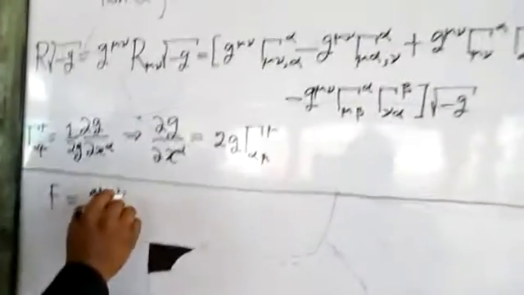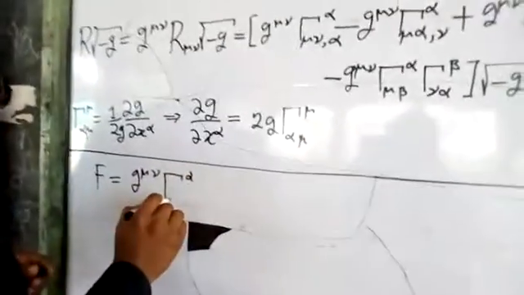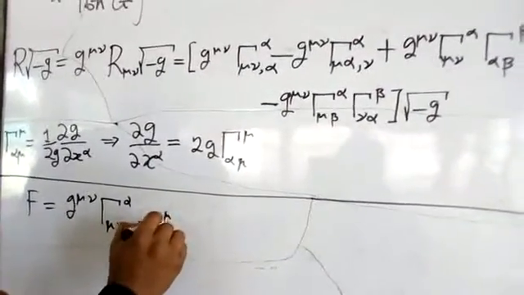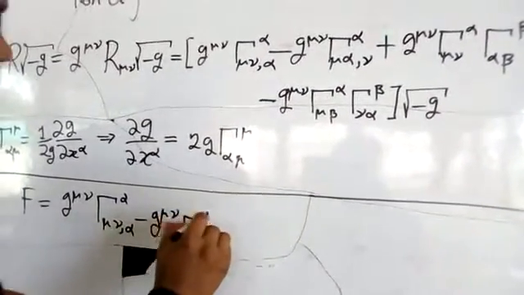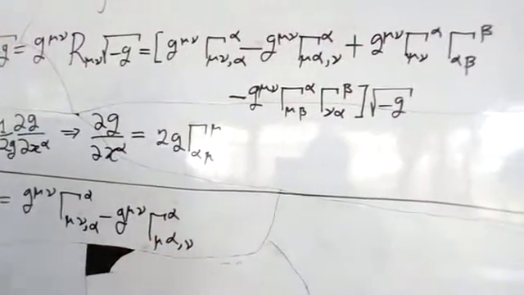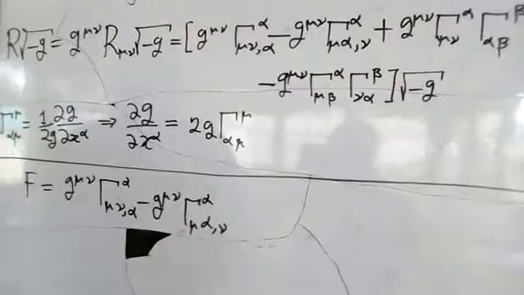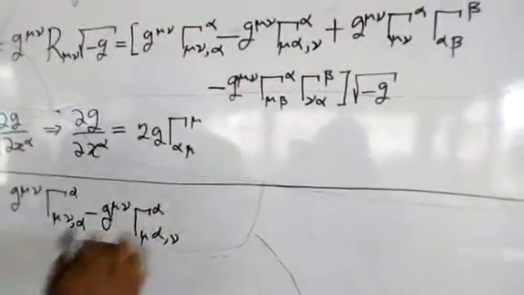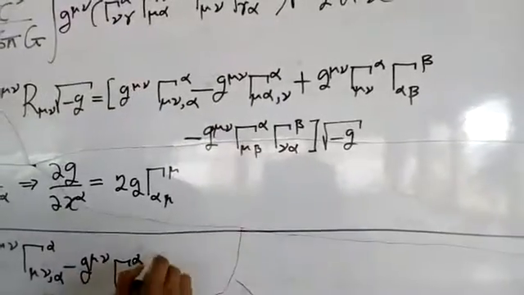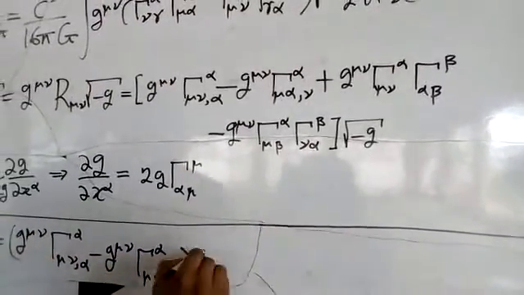That's the sum of the first two terms, and that is Γ^α_{μν,α} minus g^{μν} Γ^α_{μα,ν}. Yes, these are the first two terms. Now, sorry, I might have missed something. Actually, the first two terms will comprise, together with the product of the square root of minus g.